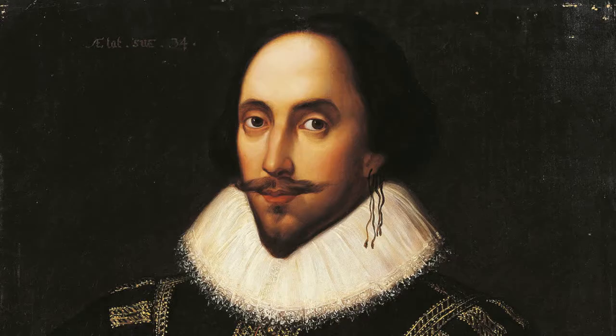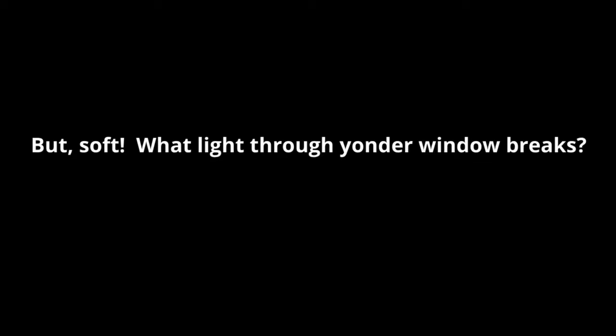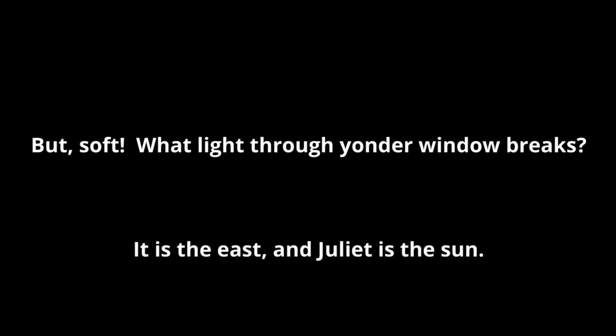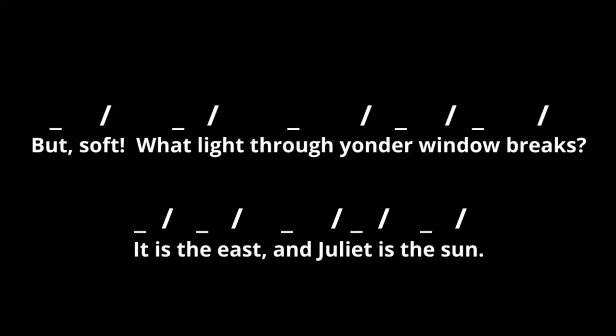So let's look at some examples of this from my main man, Shakespeare. From Romeo and Juliet: "But soft, what light through yonder window breaks? It is the east, and Juliet is the sun." We have there two lines of iambic pentameter. That's five iambs in a row, or basically ten syllables going back and forth between unstressed and stressed syllables.